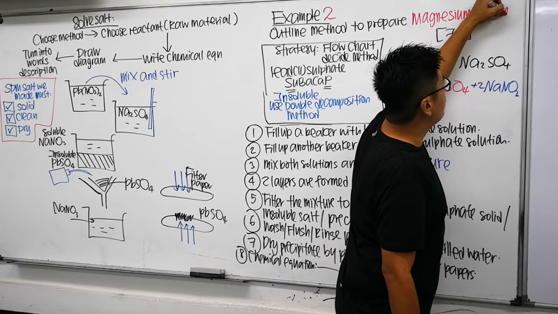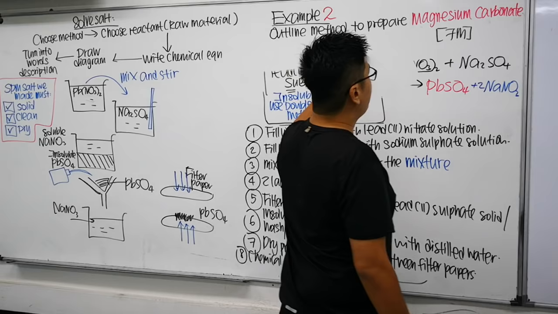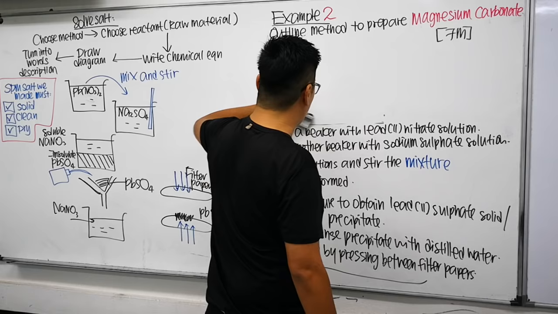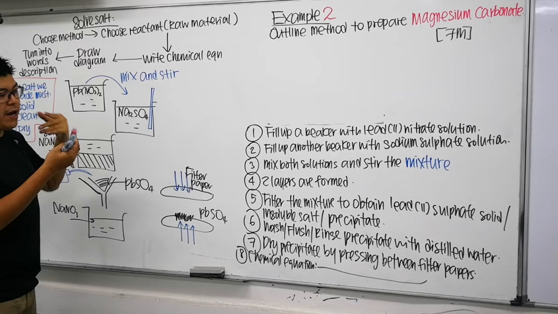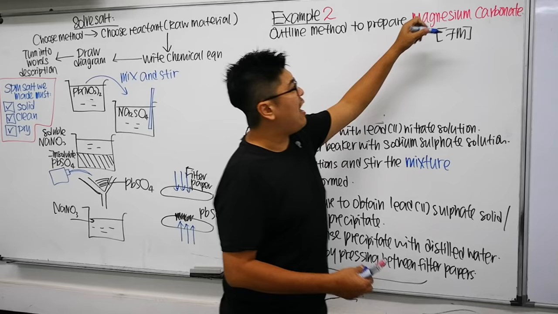Alright, as usual, I want you to follow all my strategy again. If you want to make a salt, first and foremost, you can refer to the flow chart as shown on the whiteboard here. You must choose the method. To choose the method, ask yourself, magnesium carbonate soluble or not? Insoluble, because all carbonates are insoluble. Rule number four just now, okay? Rule number four. All carbonates are insoluble. So you know magnesium carbonate is insoluble.